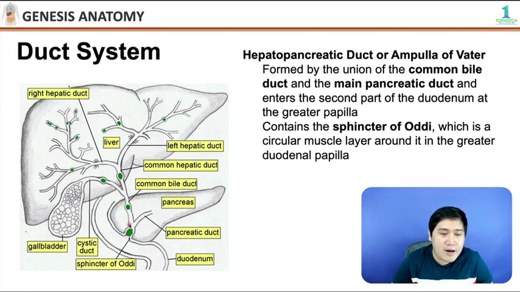This part is your ampulla of Vater, which eventually drains into the second part of the duodenum through the greater papilla or major papilla. Your ampulla of Vater is guarded by the sphincter of Oddi, at your greater duodenal papilla. For the CBD, it is the sphincter of Boyden.